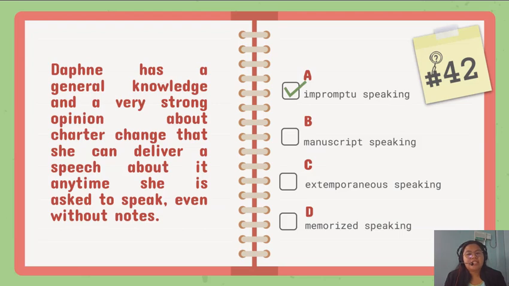The correct answer is A. An impromptu speech is delivered with little or no preparation. One can speak impromptu only if he or she has general knowledge or well-formed opinions about the subject.